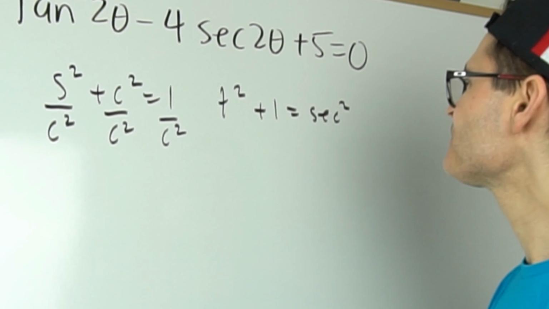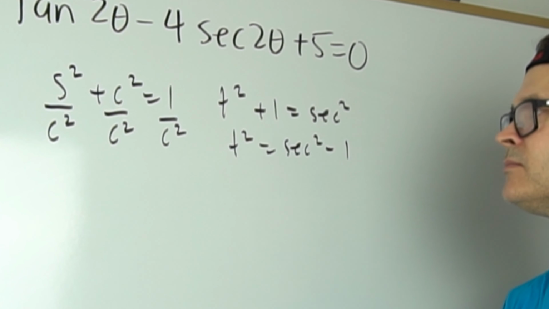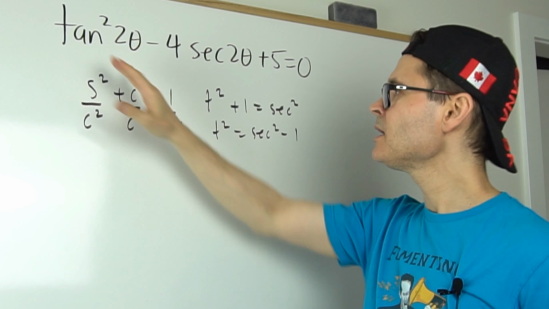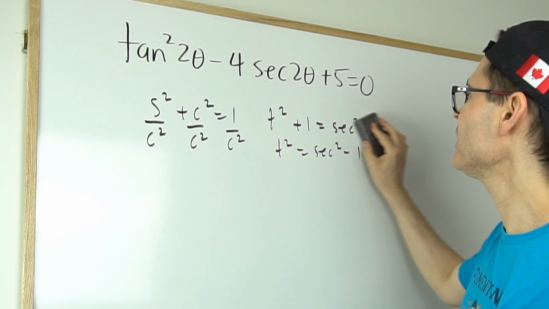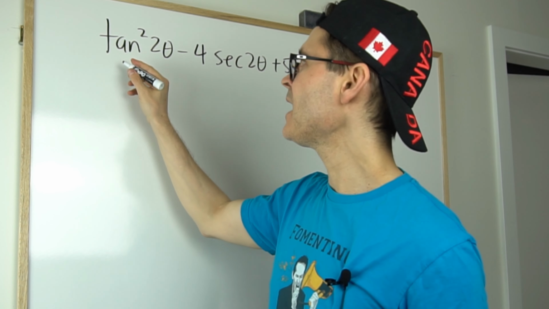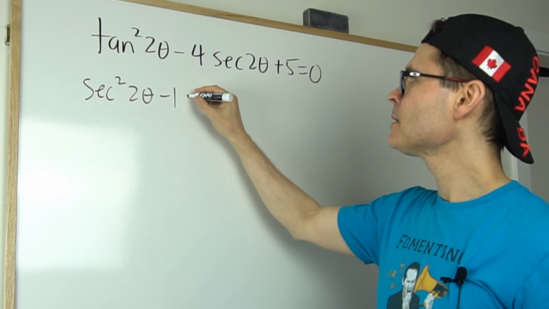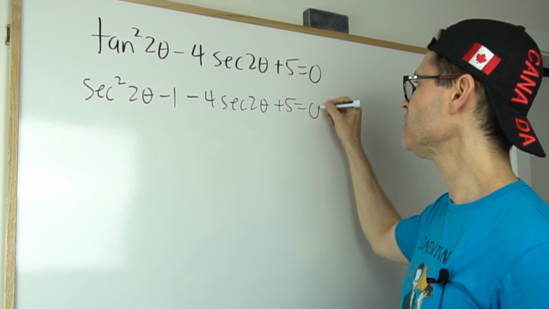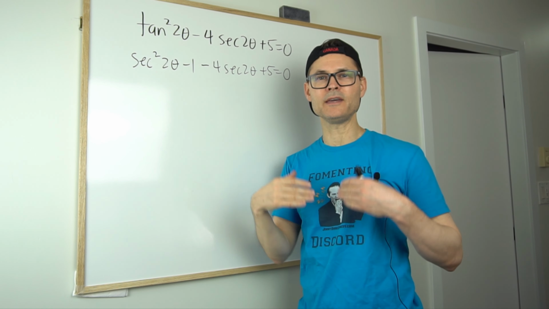Just abbreviating here. So you can see here that tan squared is going to be secant squared minus 1. And so what I could do here is sub out the tan squared. And by the way, it works for any angle, so you just have to use the double angle. So I'm going to erase this, and I'm going to do the sub here. I'm going to say, well, that there is secant squared 2 theta minus 1 minus 4 secant 2 theta plus 5 equals 0.